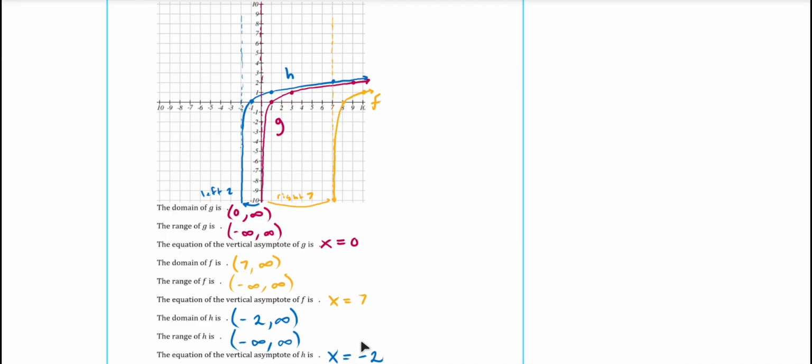f has been right shifted by 7. So if I go right by 7, that includes my vertical asymptote getting right shifted by 7. So we have a vertical asymptote at x equals 7 now. And it's only defined, that is to say, it's only going to give us real values for numbers greater than 7. That will make sure that the argument of this log is positive. The range, however, does not change. This is still going to expand up and down forever. It goes down very quickly and it goes up very, very slowly, but it still goes up forever.